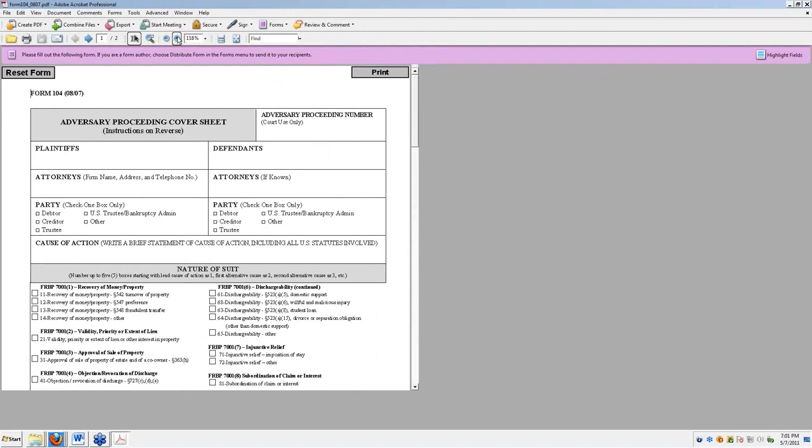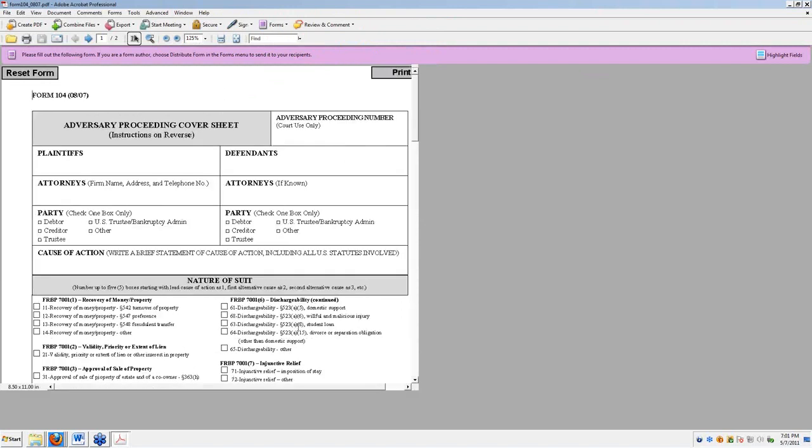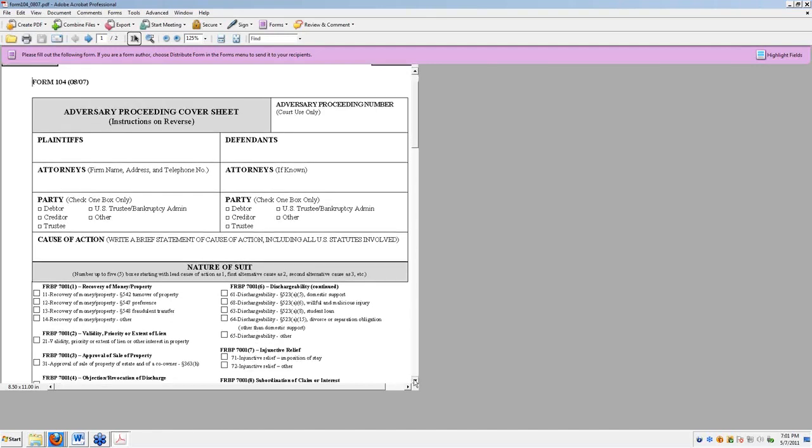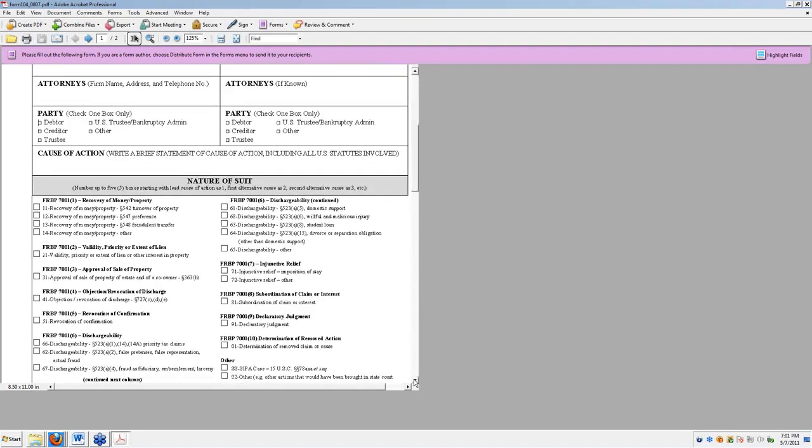Yeah. Okay. This is the cover sheet you got to use. You got to put in a cover sheet. Right. I think all of us who have been involved with adversary hearings understand the cover sheet.